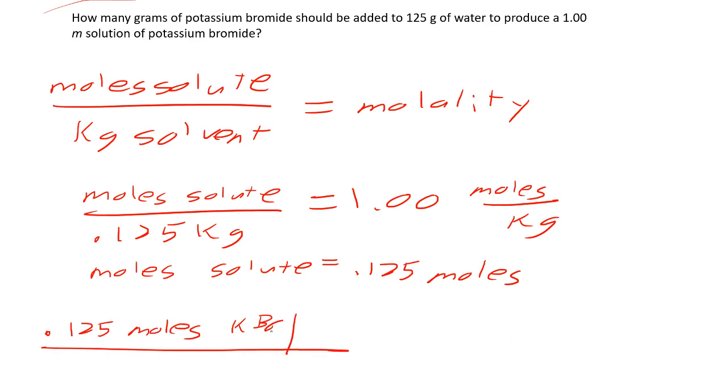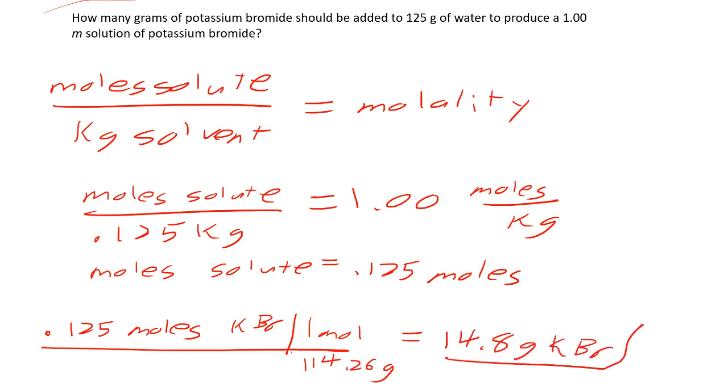Okay, so when we add those together and get our molar mass, we're going to get a molar mass of 114.26 grams per 1 mole. When we multiply those out, we're going to get 14.8 grams of potassium bromide. And so this is how much we need to add.